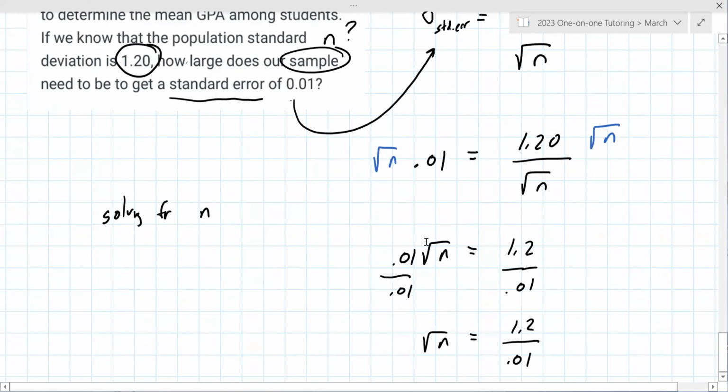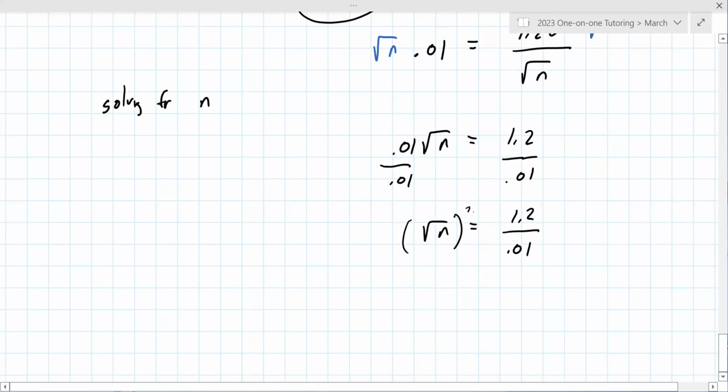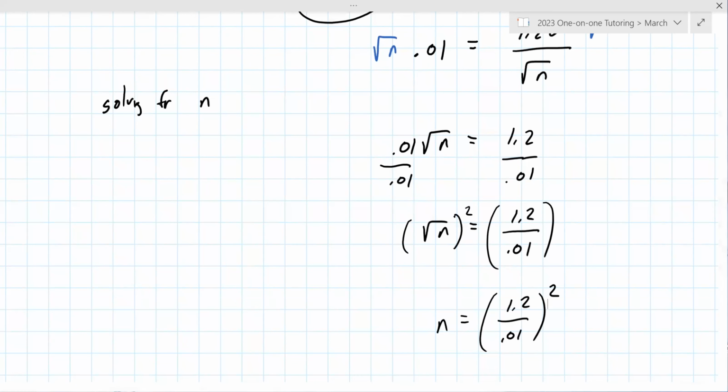So 0.01 square root of n, divide by 0.01. You could put this in the calculator. You can also wait until the final step because you're going to have to square both sides. So n equals 1.2 divided by 0.01, squared. Okay, I'll put that.